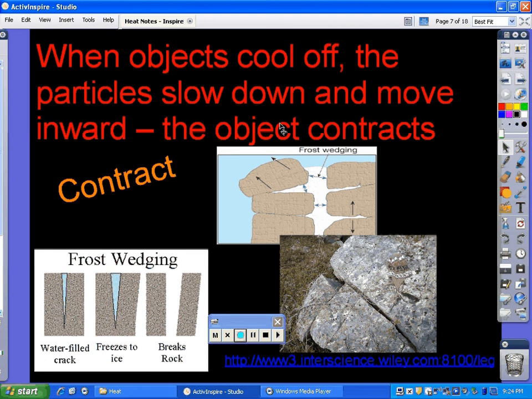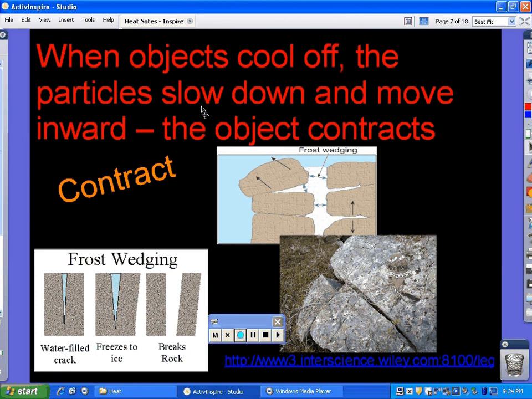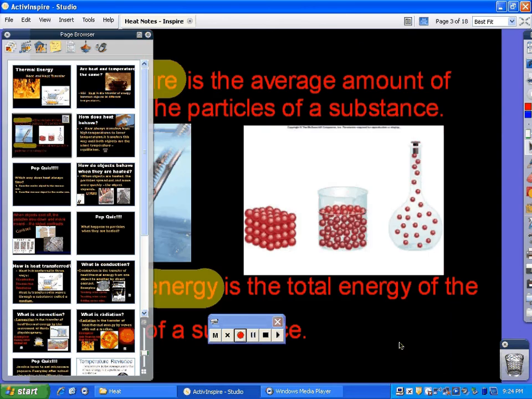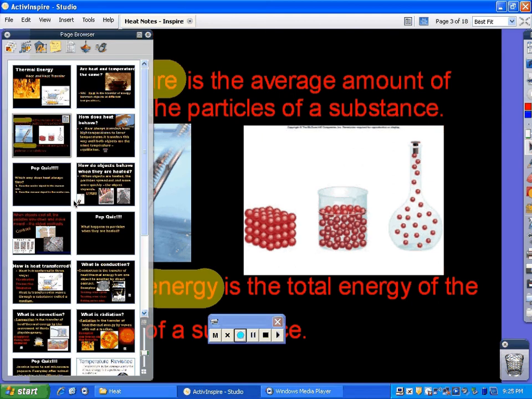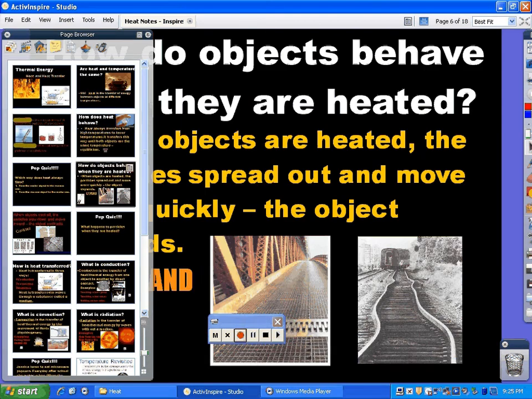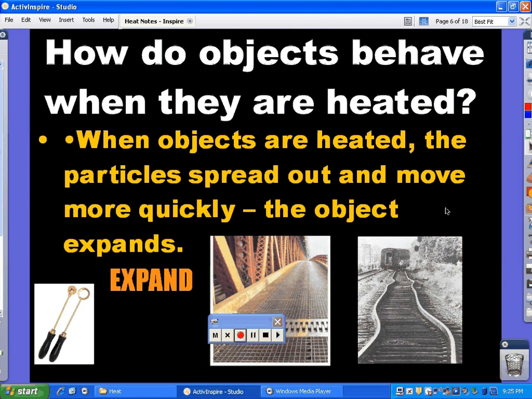So, again, this is inverse to expanding. When objects cool off, particles slow down and move inward. The object contracts. Again, if you think back to particles or states of matter, this is something you're very familiar with, right? Here they're more closely together. Here they're more spread apart and moving faster, right? That's exactly what we've been talking about with states of matter. So this is just a carryover from what we've been doing. So expand and contract, this idea is known as thermal expansion.